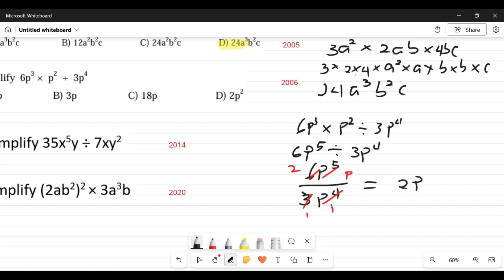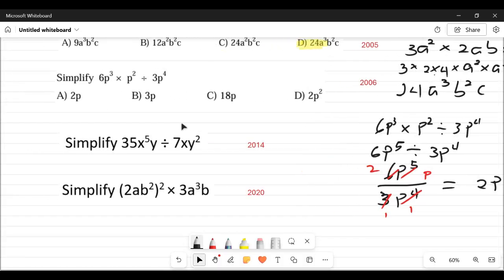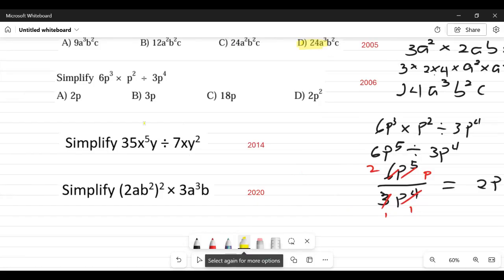Remember, the whole of the denominator has become 1, so that's going to be significant again. So the final answer is 2p. So let's go there and see the correct answer, and that is going to be the option A. So that's the option A, 2p. Okay, so I'm going to solve the last but one, and you will solve the last one. You submit your answer in the comments section. Don't forget to do that.